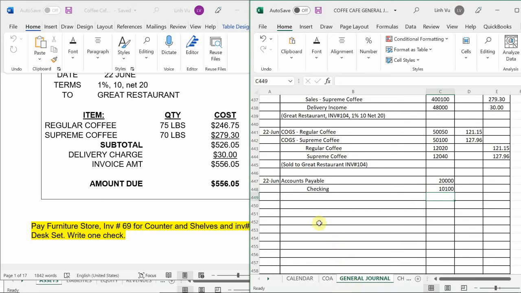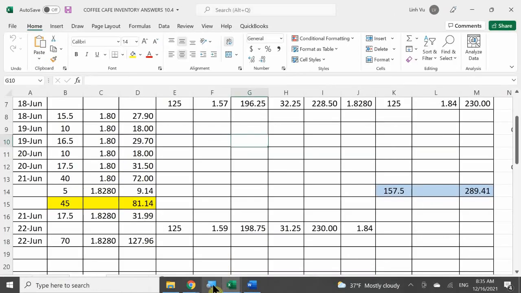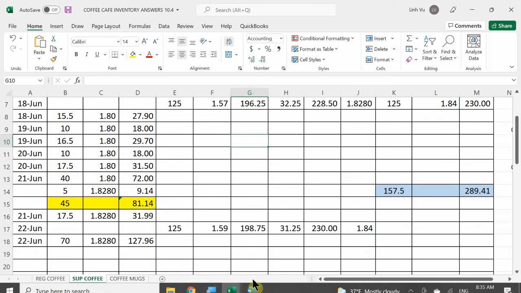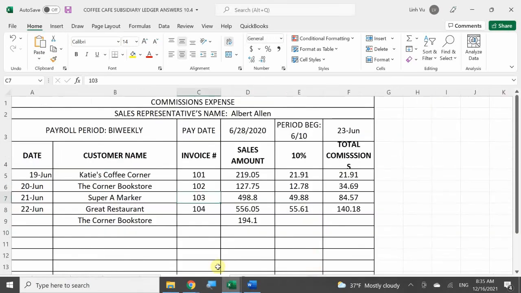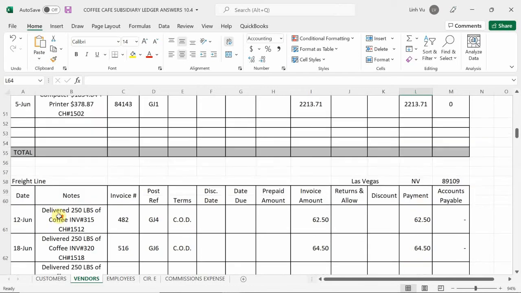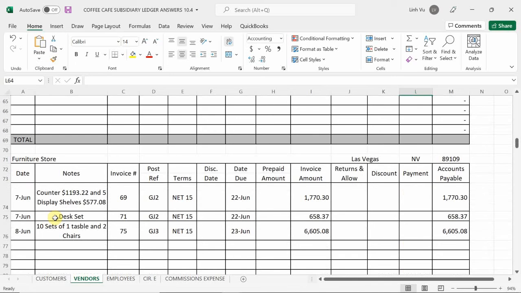Then we go to our subsidiary to see. Yes, we go to the subsidiary ledger to go ahead and look at how much we owe. So we're going to go to Furniture Store. We're paying invoice number 69 and 71 together.